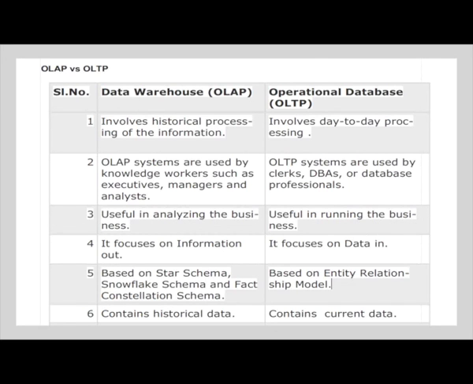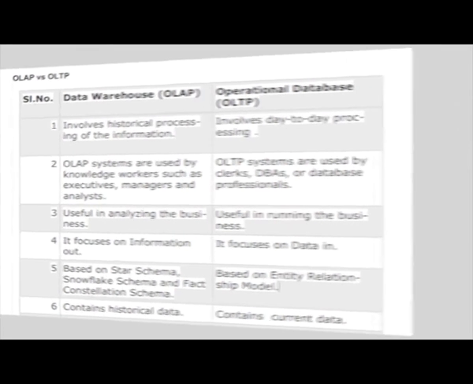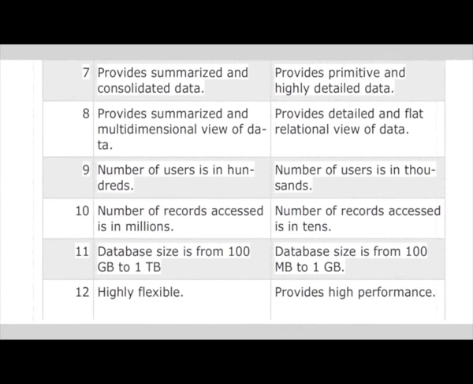Fifth difference is OLAP is based on star schema, snowflake schema and fact constellation schema. OLTP is based on the entity relationship model. Sixth difference is OLAP contains historical data, whereas OLTP contains current data. Next, OLAP provides summarized and consolidated data, whereas OLTP provides primitive and highly detailed data. Next, OLAP provides a summarized and multidimensional view of data, but OLTP provides a detailed and flat relational view of data.